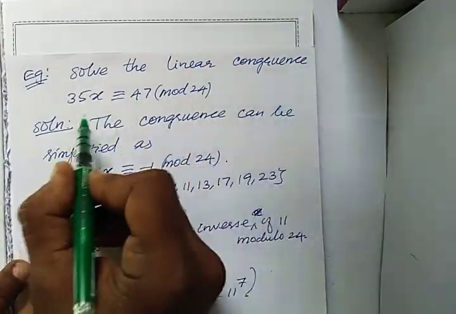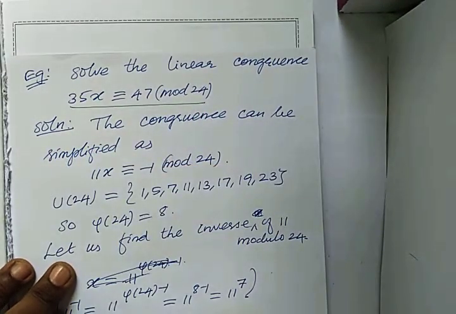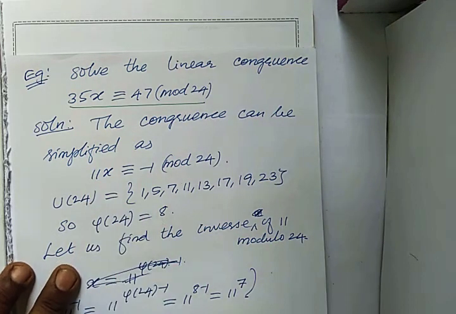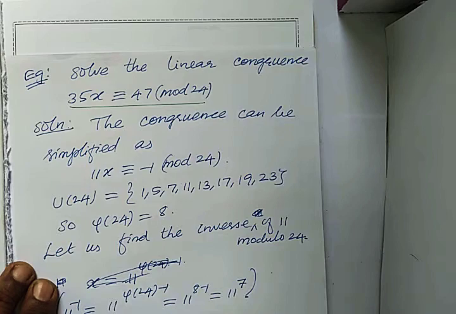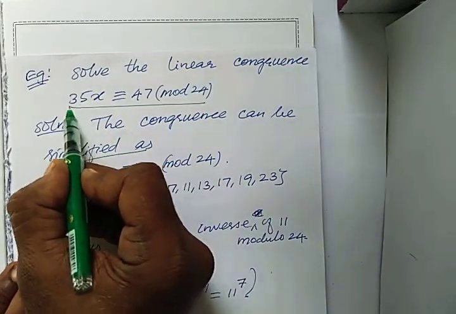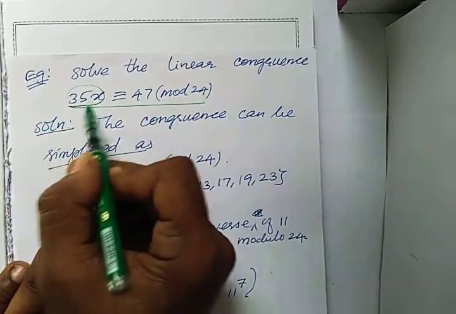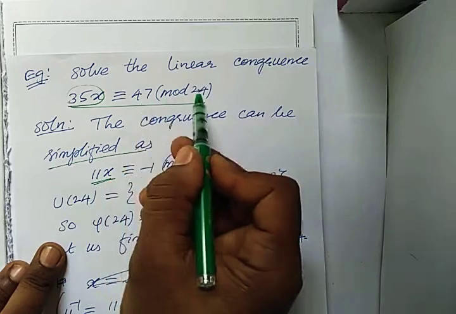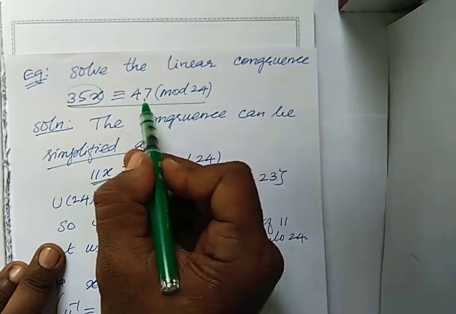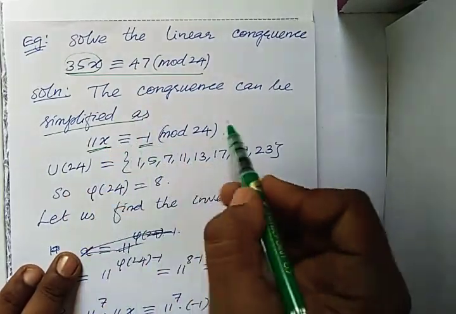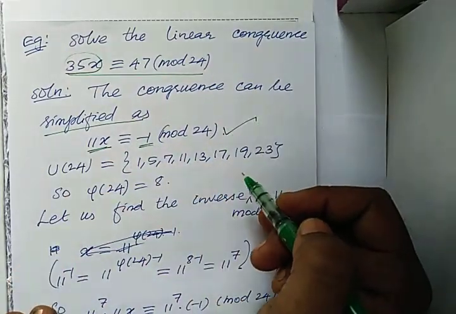Solve the linear congruence given here. Just now we saw the theorem. Using that one, let us solve this linear congruence. The congruence can be simplified: here we may remove some 24x, no problem, so the rest will be 11x. Here if we remove 48, 2 times 24, we get minus 1. So the given congruence equation can be written like this.